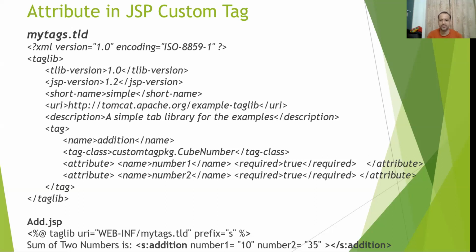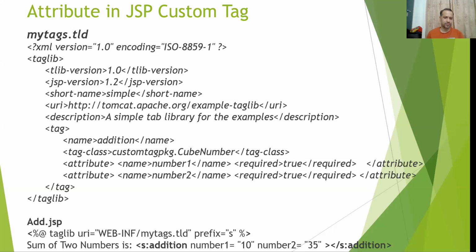Suppose I have kept false here, it means it is not required, and it is going to be set to some default value, or if we assign some value, it is going to be assigned to that particular variable. By default I am setting it as true, which means it is required. After that, I have defined the same for number 2. The name is number 2, required true, yes it is required, and now it is closed.